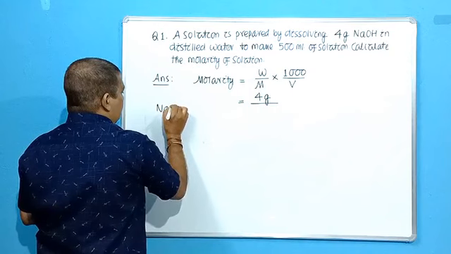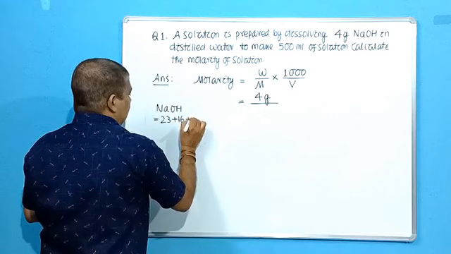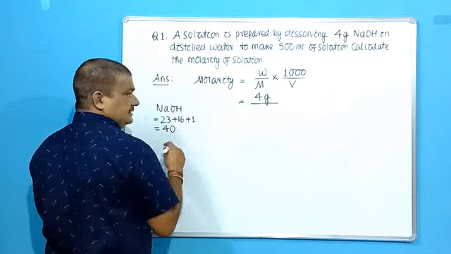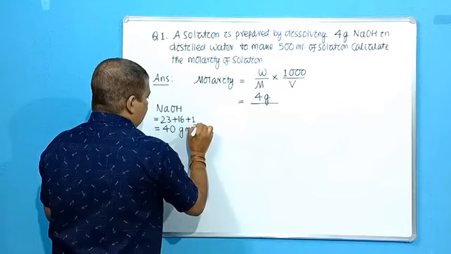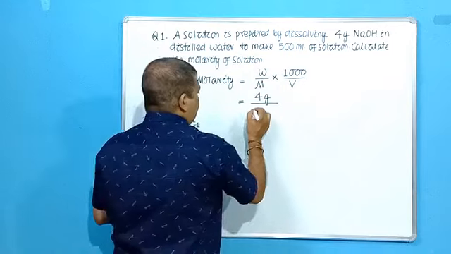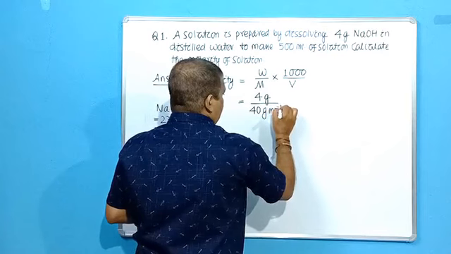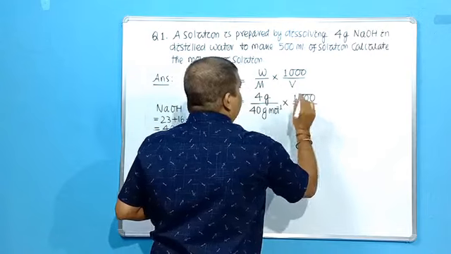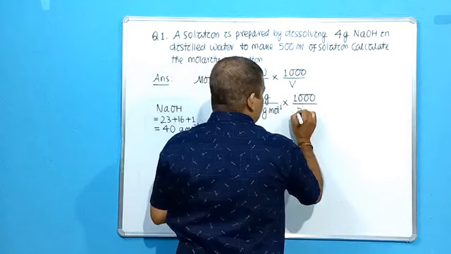We will calculate the molar mass of sodium hydroxide. So sodium is 23, oxygen is 16, hydrogen is 1. That means its molecular mass is 40. So what is the molar mass? The molecular mass expressed in grams. So 40 gram per mole will be the molar mass of the solute, that means sodium hydroxide in this case. So divided by 40 gram per mole into 1000 divided by V. V is the volume of the solution in milliliter. Given here 500 milliliter.